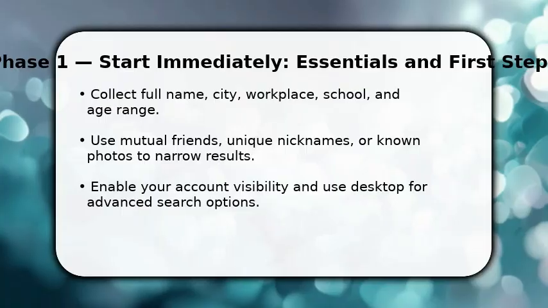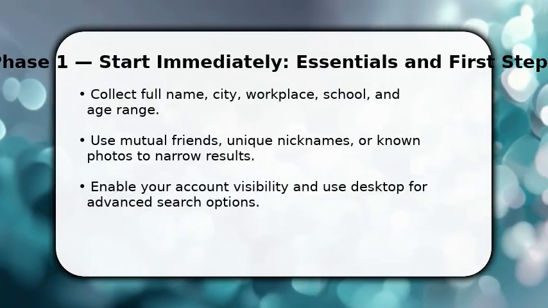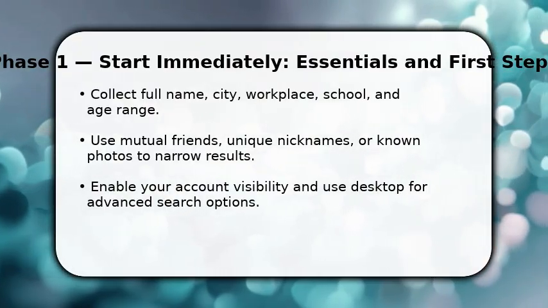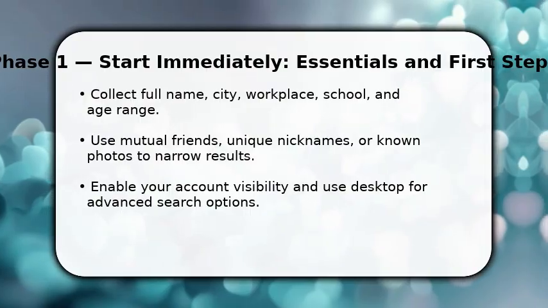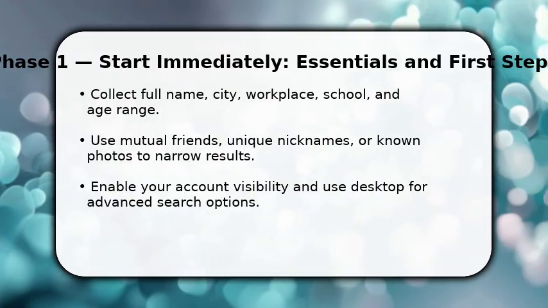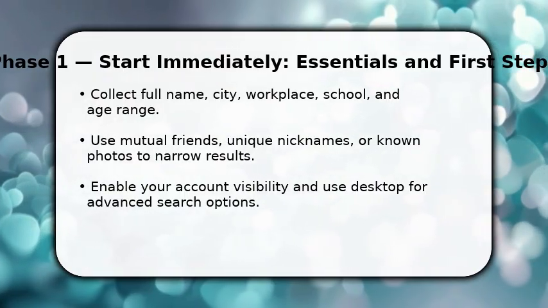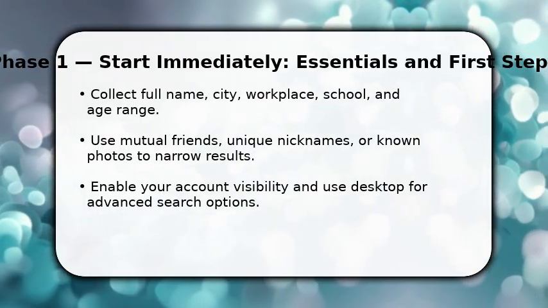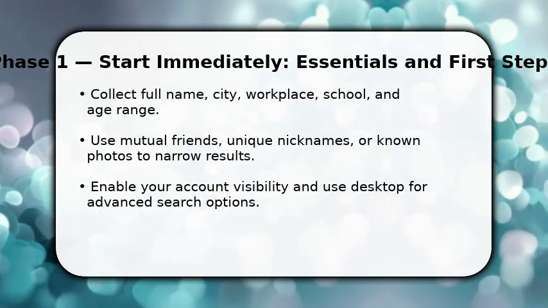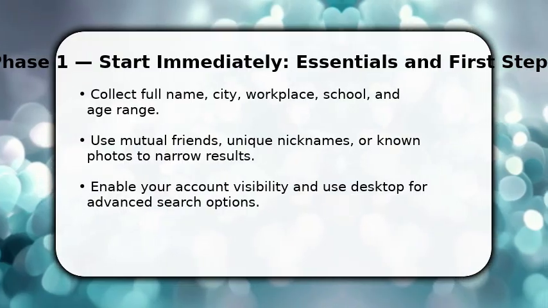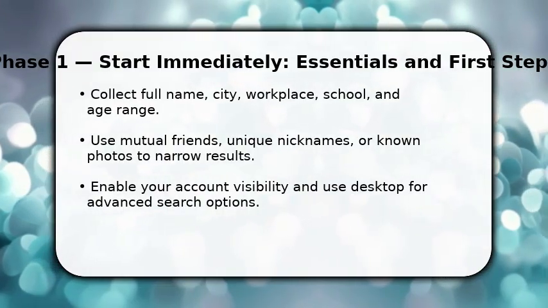You begin by locking down who you're looking for: full name, city, workplace, school, and an approximate age. Once you have those facts, open Facebook on desktop. Search is richer there. Type the full name in quotes, then add city or employer as separate filters. Make sure your own account visibility is set so results show more context, otherwise profiles may be hidden. This immediate precision prevents wasted clicks and surfaces the most likely matches fast.